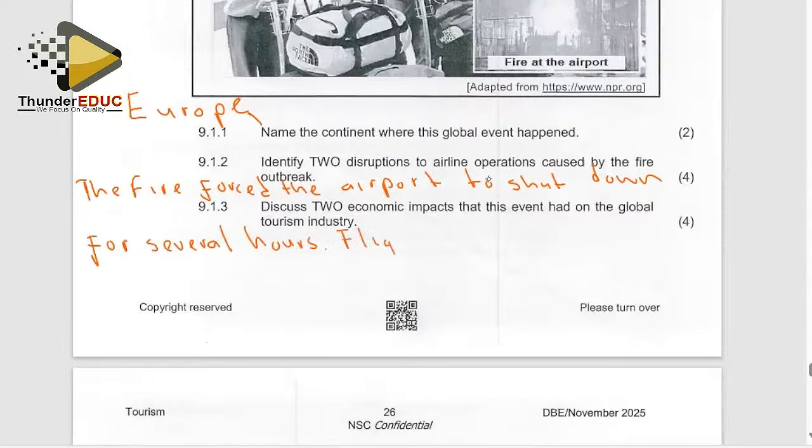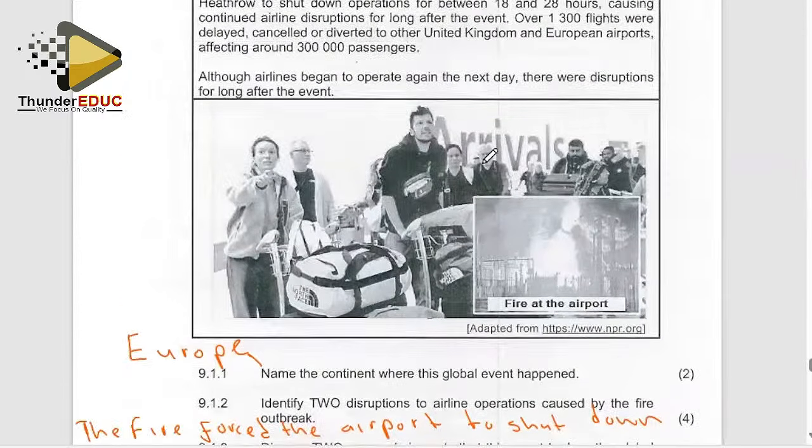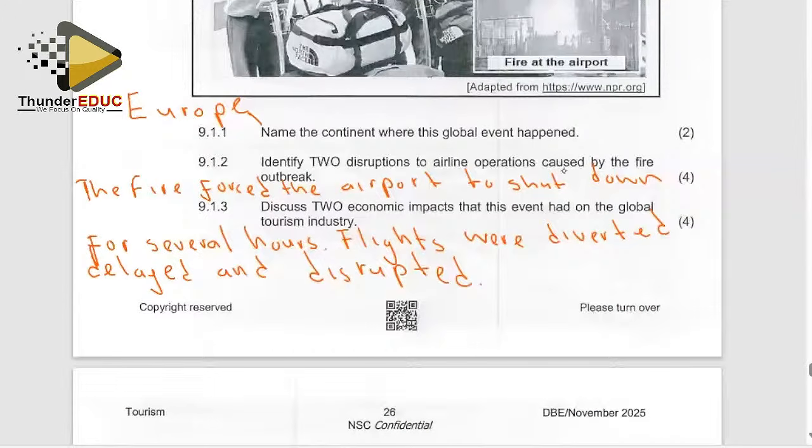Then in addition to that, flights were diverted, delayed, and disrupted. Flights were diverted, delayed, and also disrupted. Then in addition to that, we can also say that flights were disturbed. It's either they were disturbed or they were disrupted. Then you can also talk about shutting down of operations. We have mentioned that flights were delayed or flight cancellations. Some flights were cancelled.